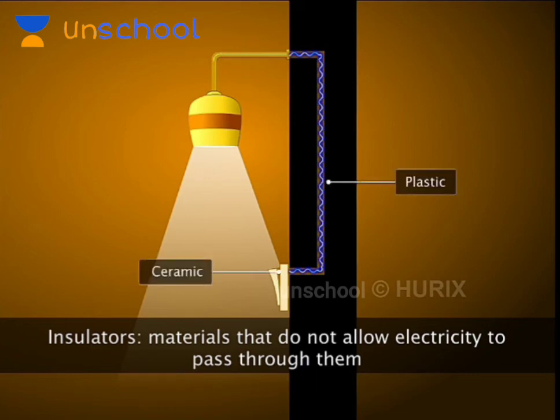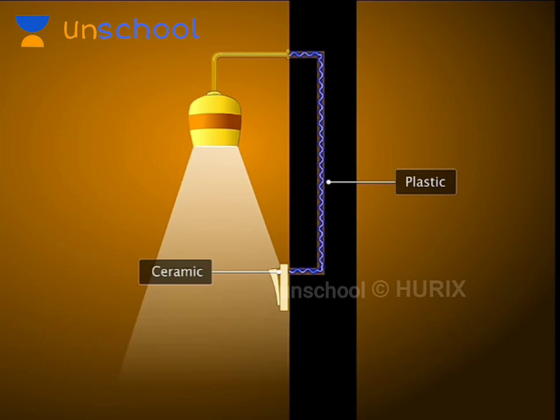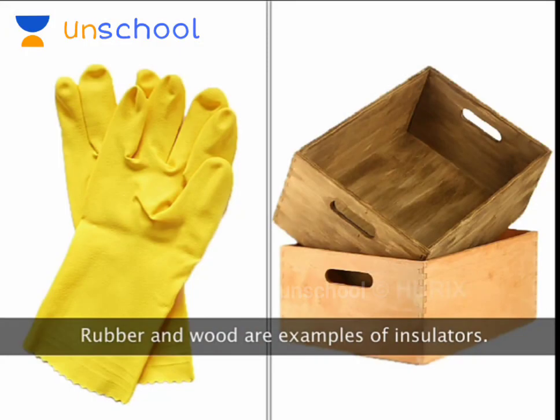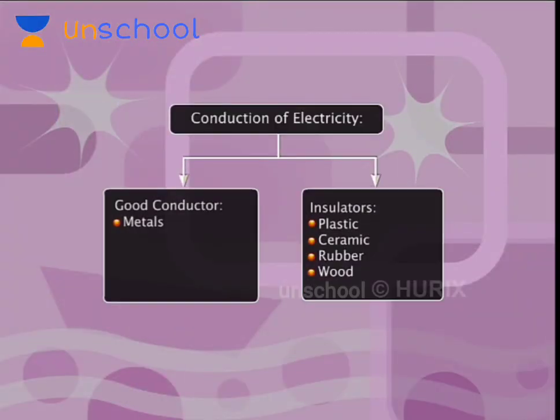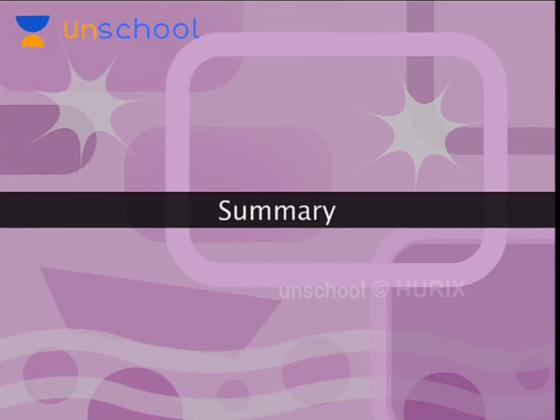Plastic and ceramic are insulators. Rubber and wood are also examples of insulators. Check this table with examples of good conductors of electricity and electrical insulators. Let's do a quick recap.